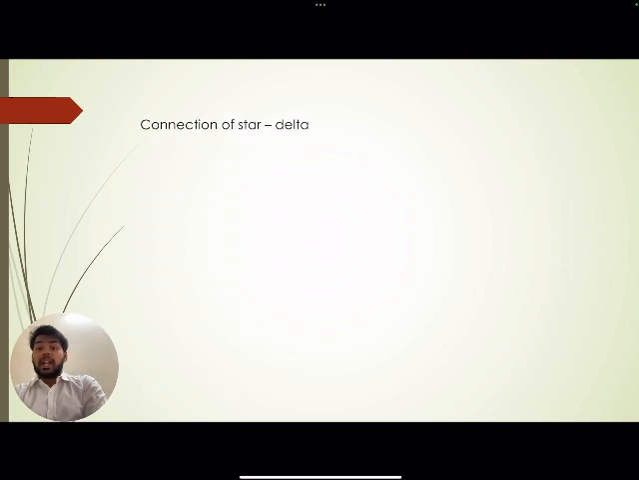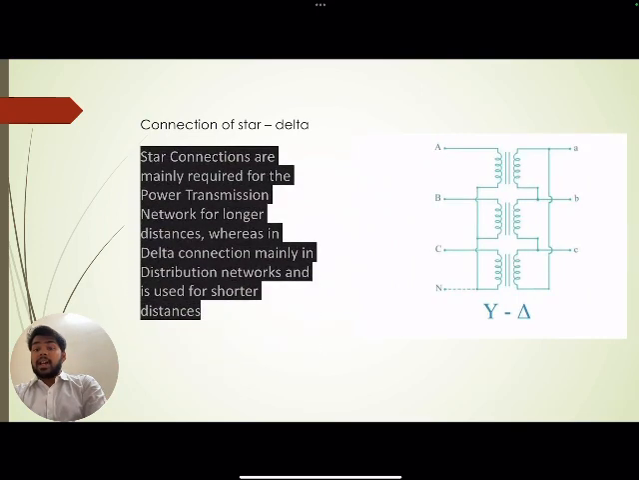So, connection of a star to delta. The star connections are mainly required for the power transmission network for longer distances, whereas delta connection is mainly used in distribution networks, and it is used for shorter distances.